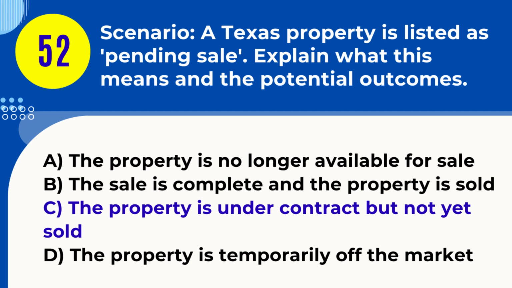Answer. C. The property is under contract but not yet sold. Explanation. When a property in Texas is listed as pending sale, it means that an offer has been accepted and the property is under contract, but the sale is not yet finalized. The sale could still fall through due to various reasons, such as financing issues or inspection problems.